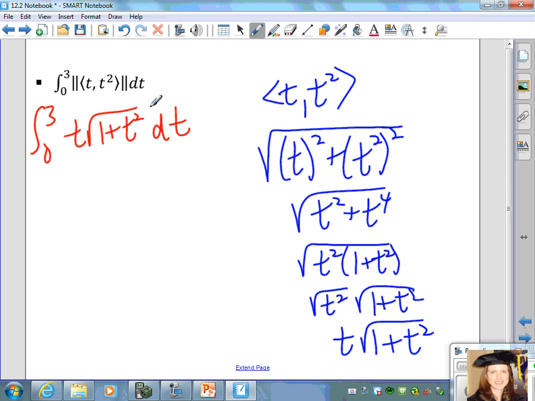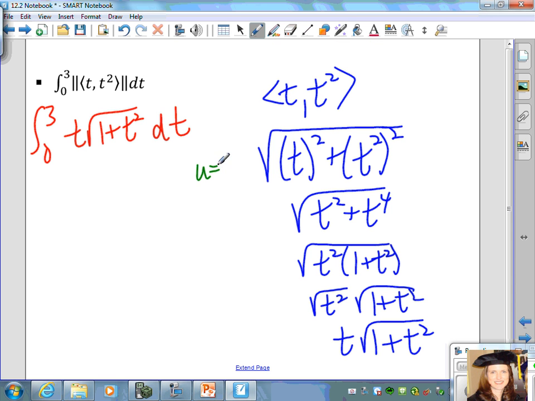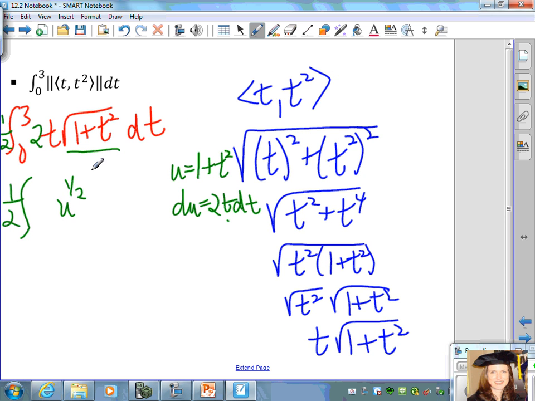To evaluate, you need to use u substitution, where u will equal 1 plus t squared. So du must equal 2t dt. We have the t and we have the dt. What we are missing is a 2. So I'm going to put a 2 and a 1/2 out in front and rewrite this integral using the u substitution. The u to the 1/2 power is the square root of u, times the 2t dt, which is your du.